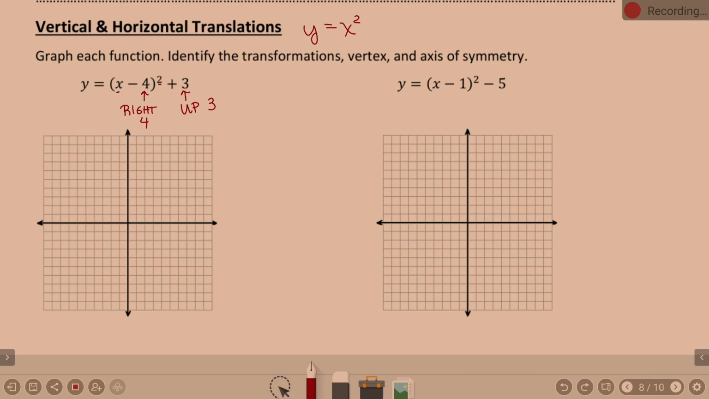Normally, my vertex starts at 0, 0. What am I going to do, though? Some combination of right 4 up 3. And that is your new vertex. Which, while I'm here real quick, what is the ordered pair for that vertex? Because that's one thing they want me to write down. If we just went right 4 up 3, what is that vertex? 4, 3. Okay.